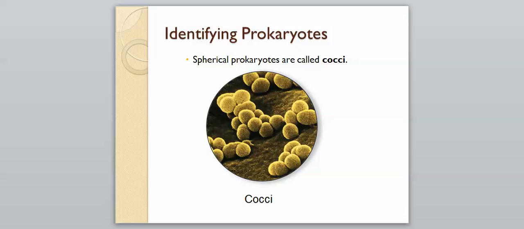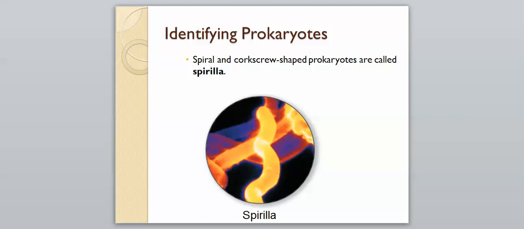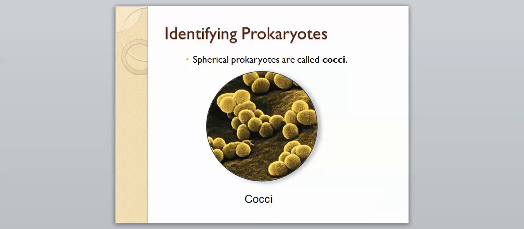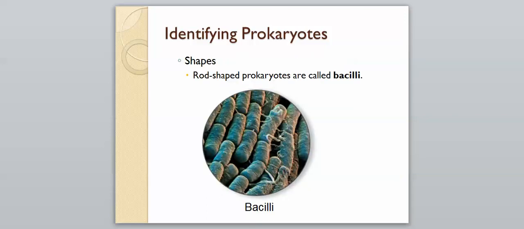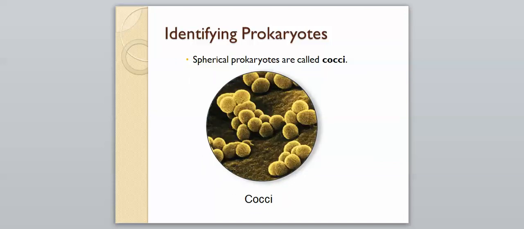Our third and final shape is used to identify spiral and corkscrew shaped prokaryotes, and these are called spirilla. So there you can see spirilla as a spiral. Those names sound similar. So that's how we identify them based off of their shape. They can either be spirilla, cocci, or bacilli. Bacilli is rod, cocci is circular or spherical, spiral is spirilla.